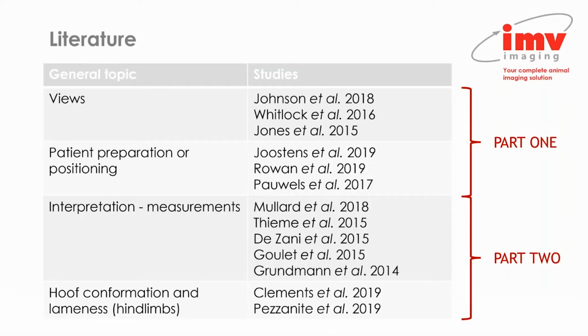Based upon the topics covered by these studies, I divided them into these 4 topic groups. So we had 3 papers, each looking at views and patient positioning or preparation. So these are pertaining mainly to radiography. And we had interpretation, so specifically looking at measurements on radiographs, and also 2 studies looking at the relationship between hoof conformation and lameness in the hind limbs.